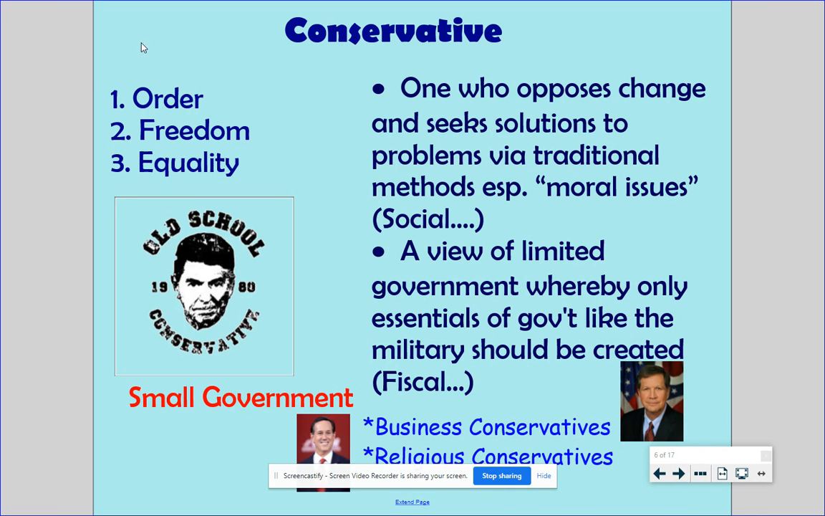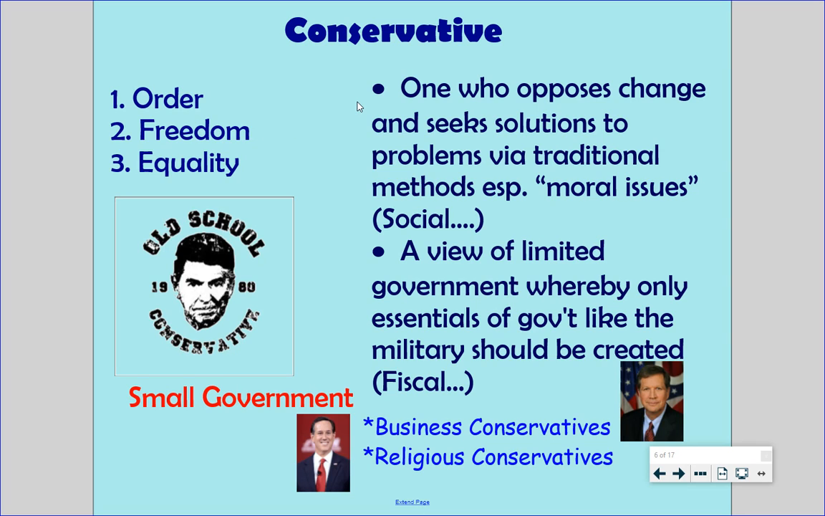Then the next one, again, is also a rank. So we have the conservative ideology. You can see the difference is these two are flip-flopped. For conservative ideology, order is number one. Okay, we have to maintain that order to keep people safe and protected. And then equality is number three, where freedom stays number two.